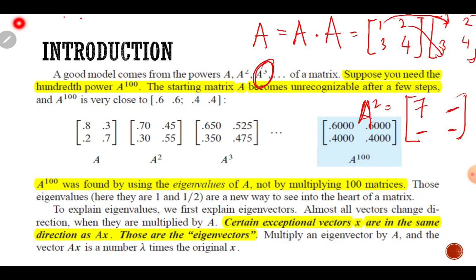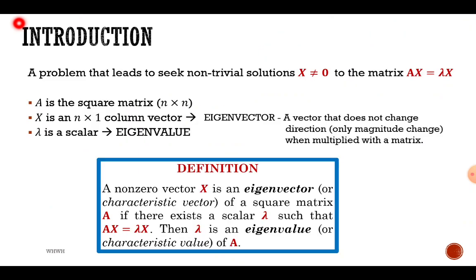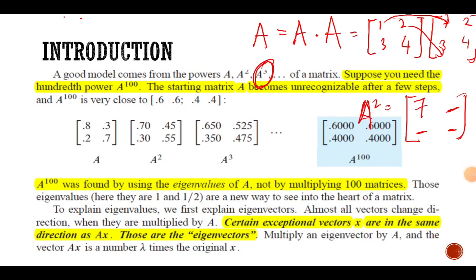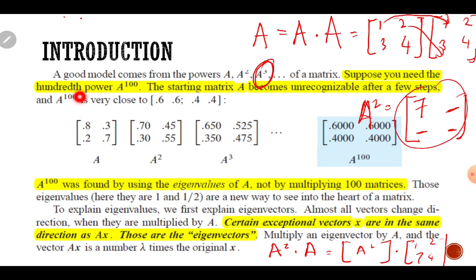Based on what we have learned before, next, if we want to find A power of 3, then meaning to say, we already got the answer for A square just now, then you have to multiply with another A, right? So, whatever value that we have for A square, then you are to multiply with matrix A, 1, 2, 3, 4 again, okay? And the process will repeat.